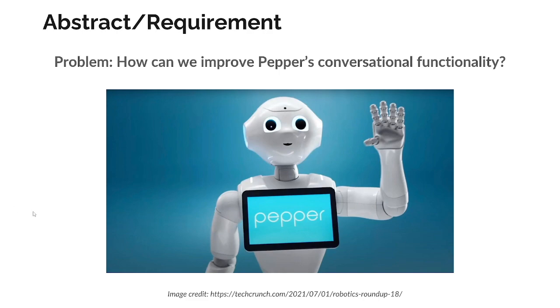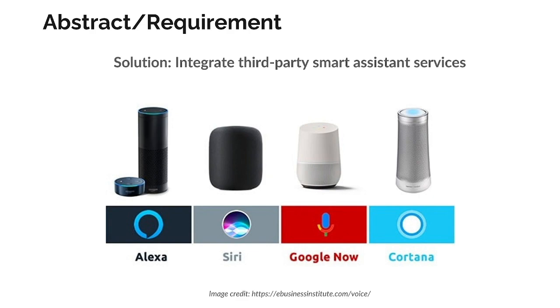The question we set out to answer with our project was this: how can we improve Pepper's conversational functionality? Our solution to this problem was to implement third-party smart assistant services, like the ones shown here, into the Pepper robot. Our smart assistant of choice for this project ended up being Google Assistant, due to its ease of implementation and easy access to documentation and related SDKs.